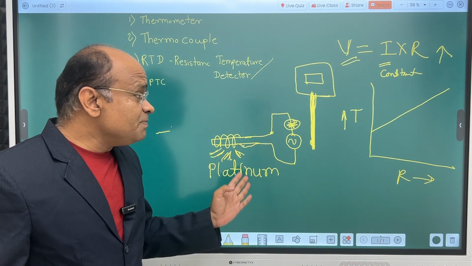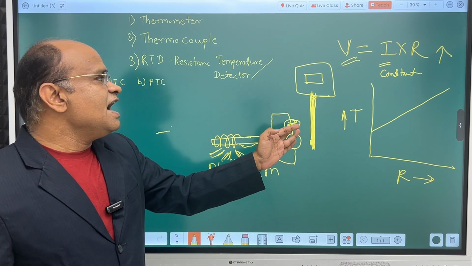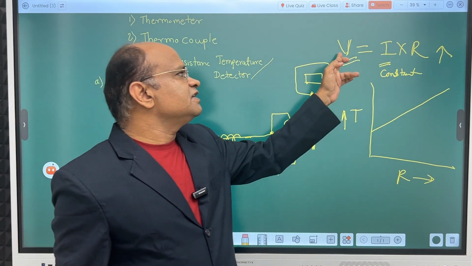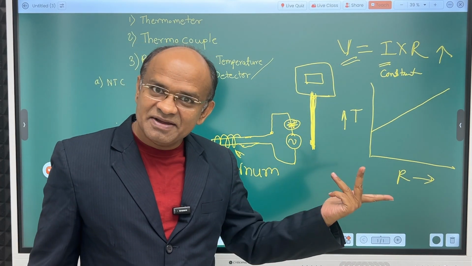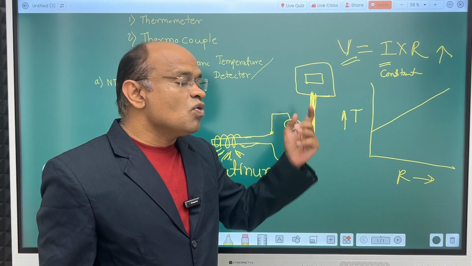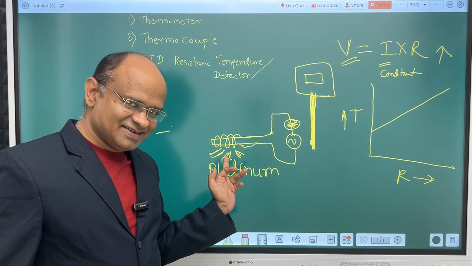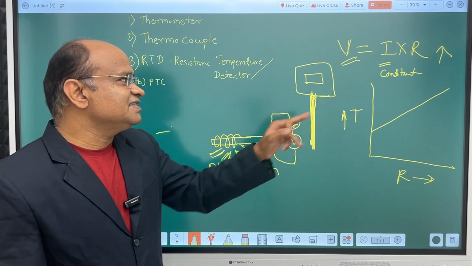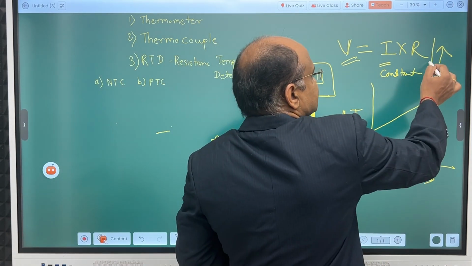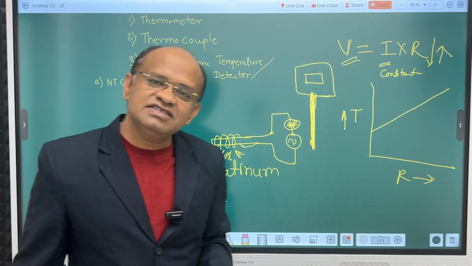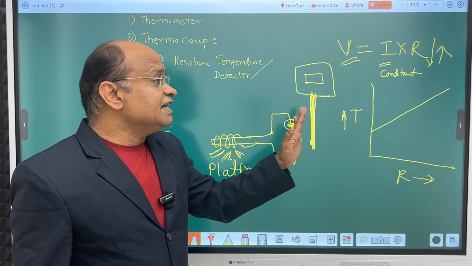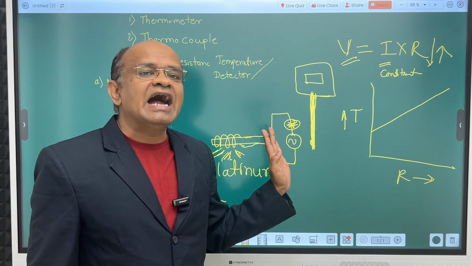The same principle is applied, and this is calibrated to voltage, like the previous thermocouple. If you get more voltage, it means more temperature. Less voltage means less resistance, which means less temperature. That is how simply this RTD works.